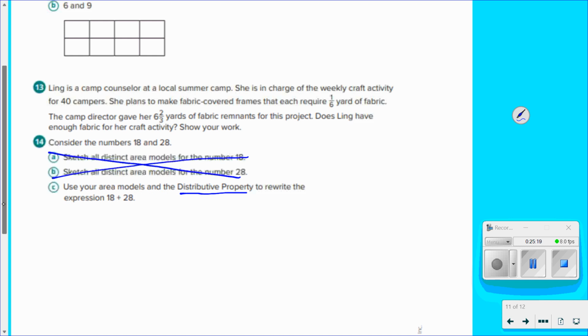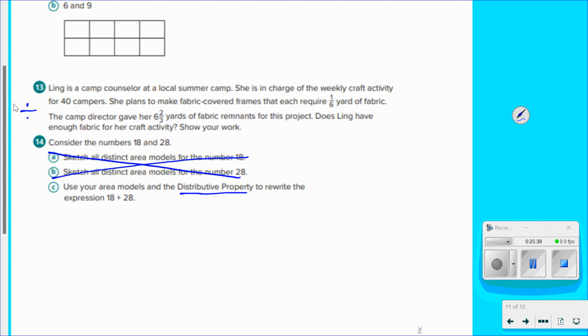Number 13, this is our division problem. But they give you information, make sure you're answering the question that is asked. That's the only extra advice I'm going to give you on that. Number 14, you can cross out A and B. You don't have to do the area models. We didn't cover those. I'm not going to expect you to do it.